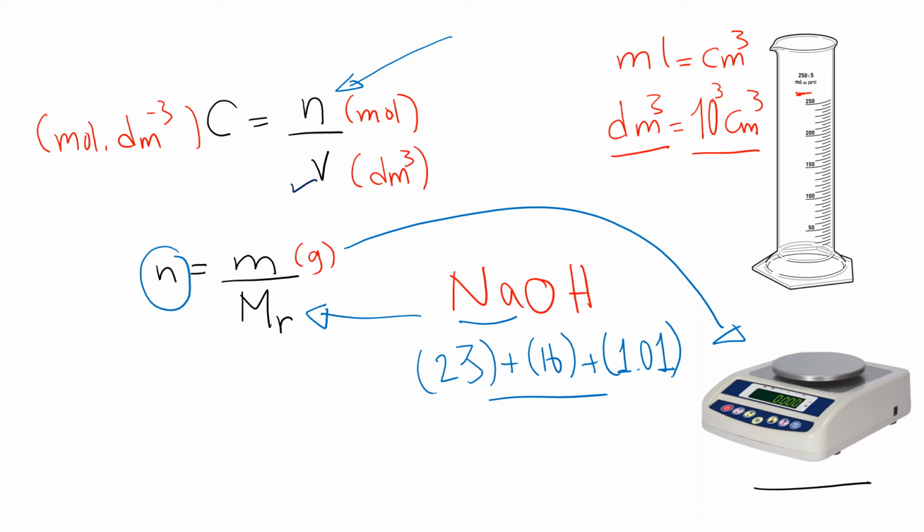So these are the basic things that you have to know before preparing a solution: that we have concentration, we have number of moles, we have volume. We can use this graduated cylinder to find the desired volume. We can use the scale to find the mass of the substance. Then we can find the number of moles and put that in the formula for the concentration.